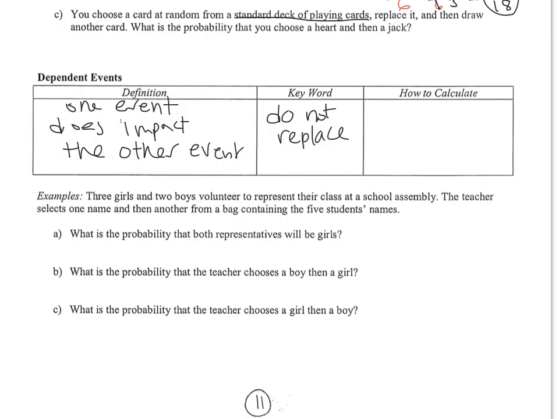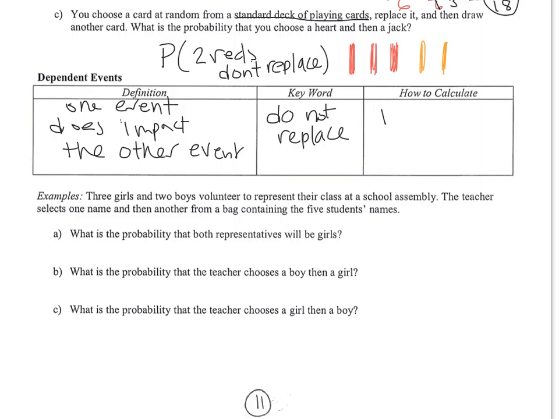So here's an example of one. Suppose that you have 3 red sticks and 2 orange sticks. And I write, what's the probability of getting 2 reds and you don't replace? So to calculate this, you would do the probability of event A times the probability of event B after A has happened. So the probability of getting 2 reds is the probability of red times the probability of a red after you take a red out.